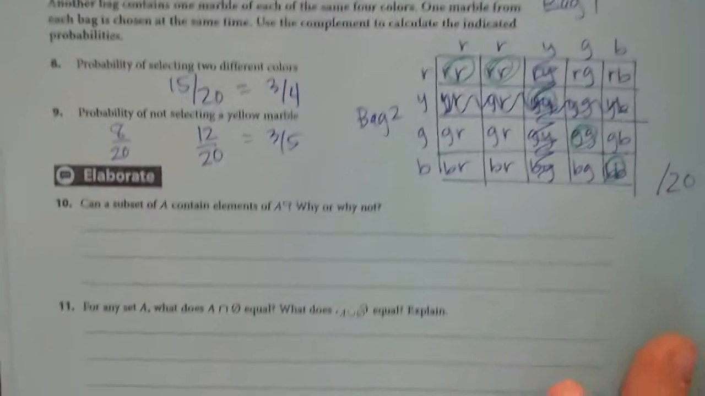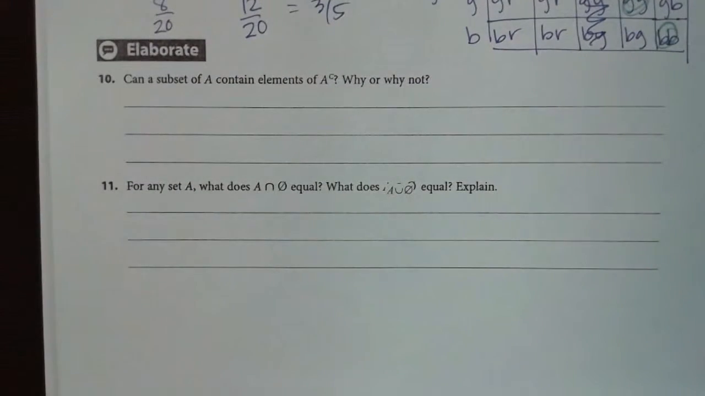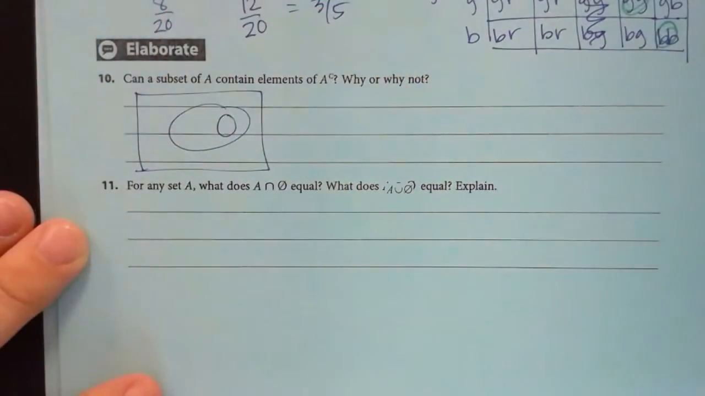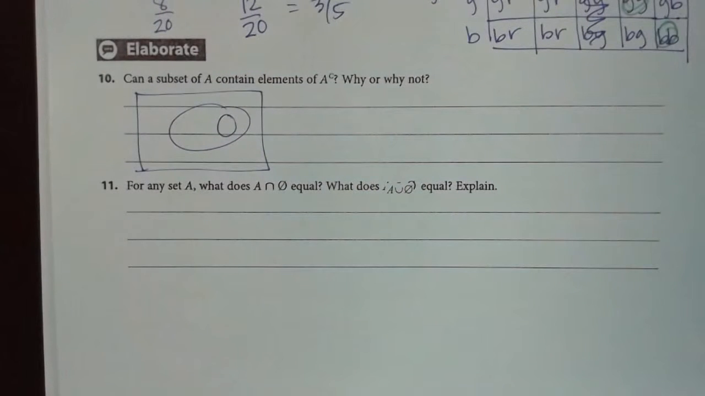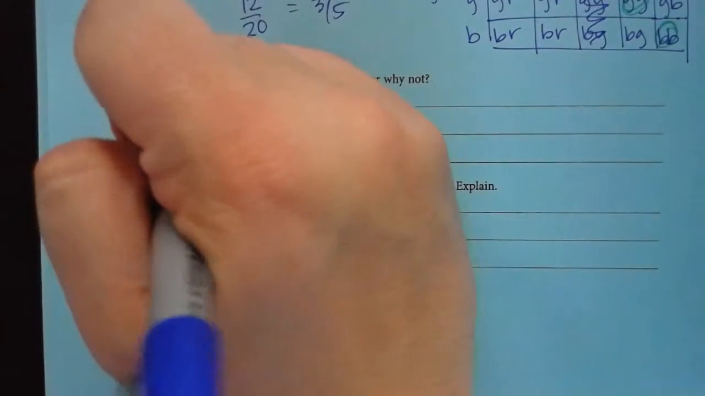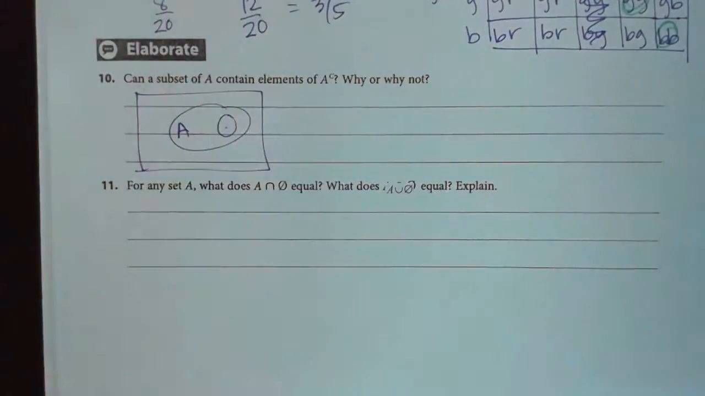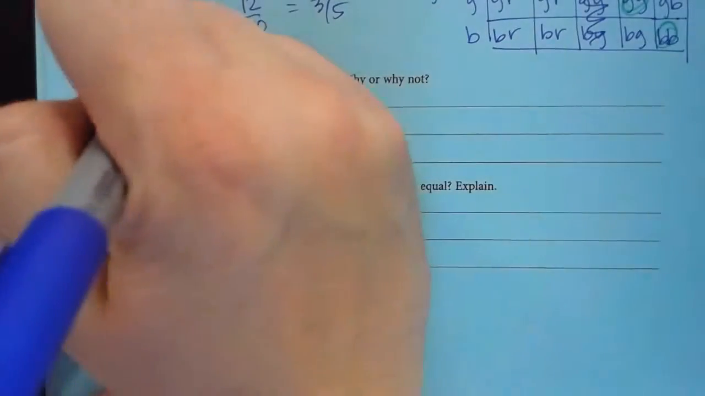2 last questions. Can a subset of A contain elements in the complement of A? It's kind of hard to decide yes or no unless you draw a picture. So I have set A. I have a subset. It has to be inside A. Is that okay? And where would the complement be? Looks like an olive. So this is set A. This is the subset of A. It's inside of it. And the complement would be everything on the outside.